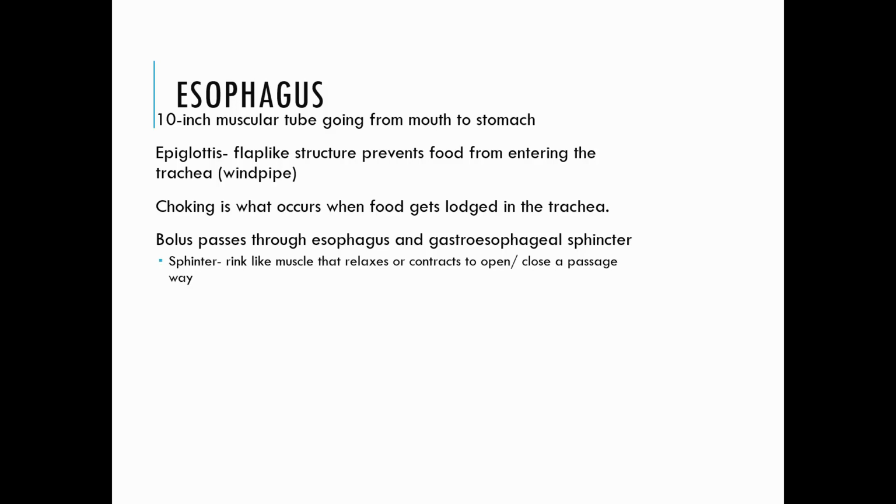If food gets lodged in the trachea, that's choking. You may have all done this at some point, even with water, where it goes down the wrong pipe, and that can happen. That's what we're referring to here. Once it gets down, we have a sphincter, the gastroesophageal sphincter, which is a ring-like muscle that relaxes and contracts to open and close. That controls the rate of flow of food from the esophagus into the stomach.